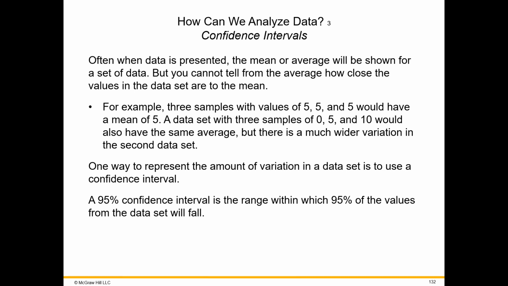So the confidence interval represents the amount of variation in a data set. And so if you hear a scientist or an article say there is a 95% confidence interval, that's within the range of 95% of the values from the data will fall within that set, okay?